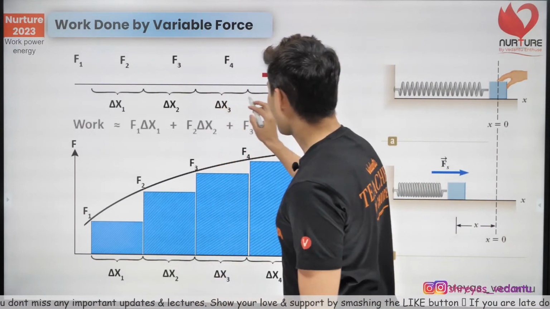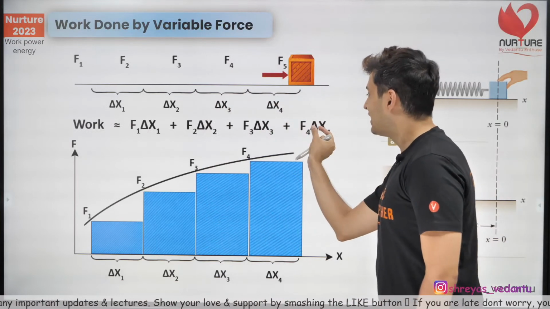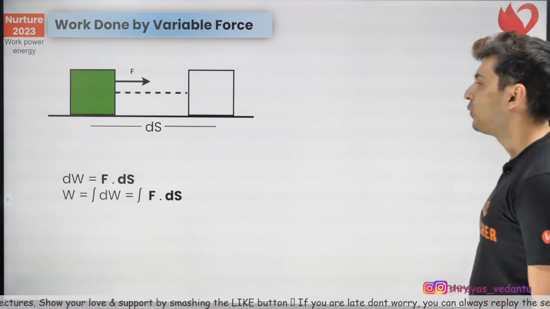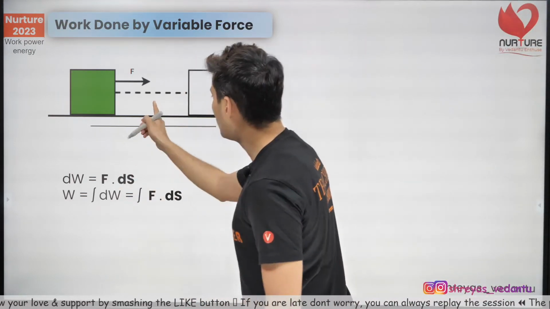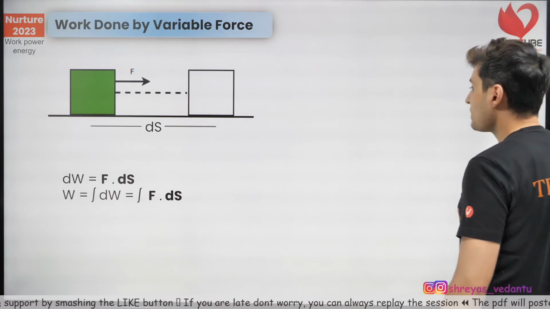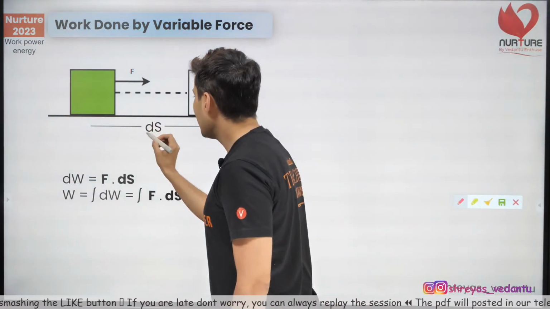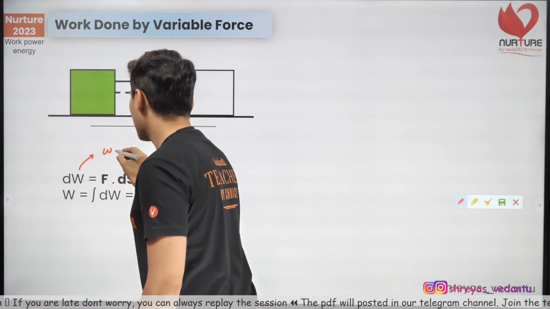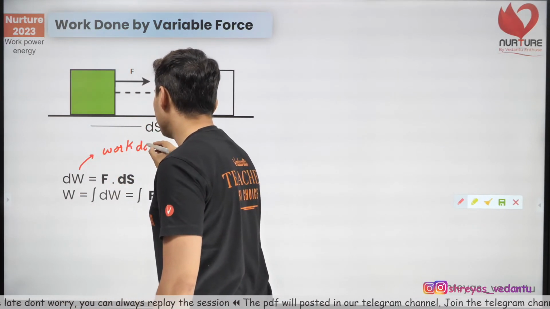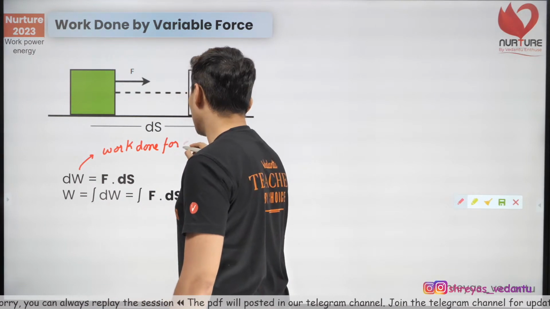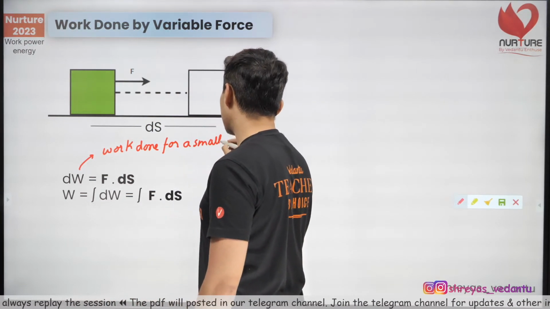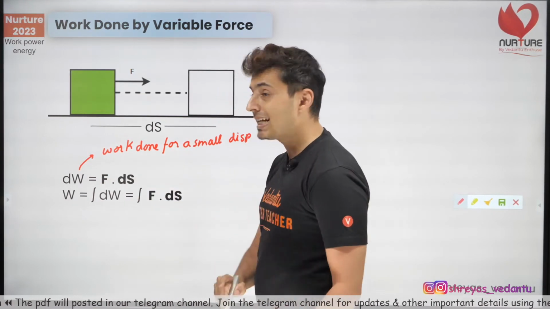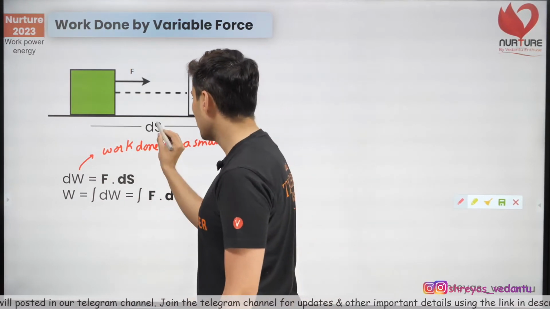Okay, so this is nothing but integration, dividing the entire displacement into small parts. So that's what work is. If you move the body by a small displacement ds, the work done for that small displacement, dW, is F dot ds. ds is the small displacement. You can see that over here.